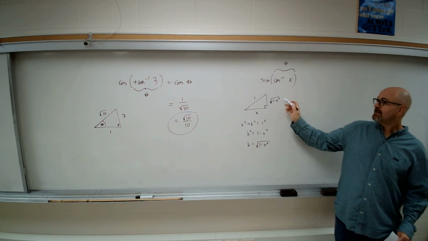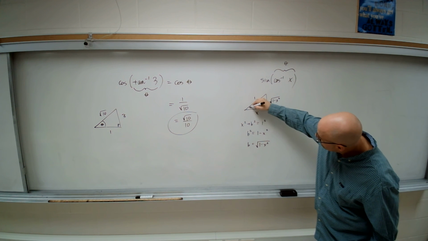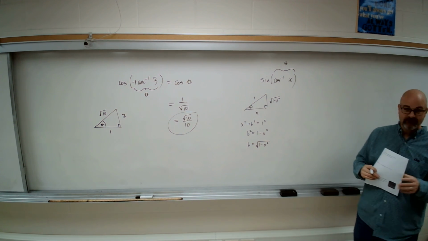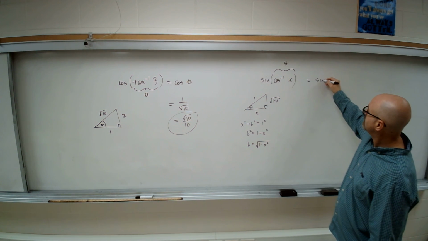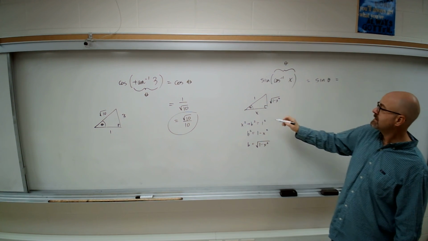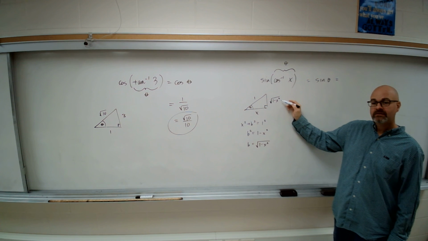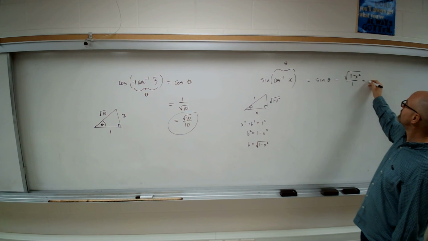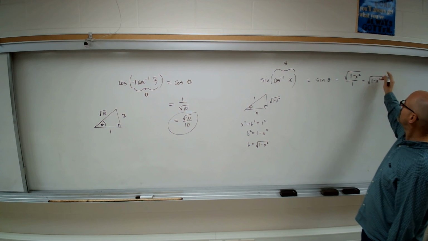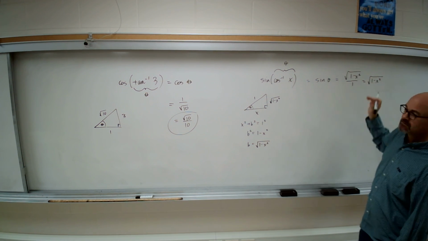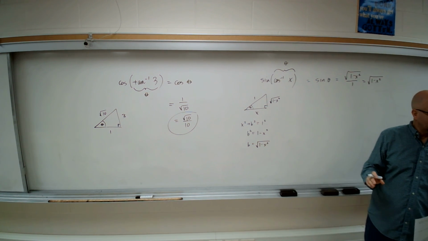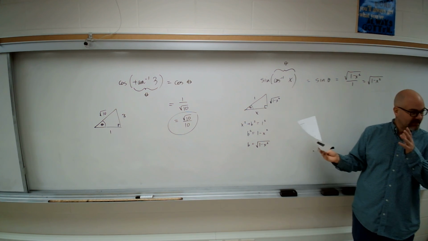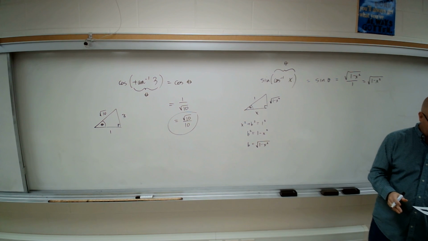This was theta still, we didn't label it. Can we find the sine of theta? Sure, the sine would be radical 1 minus x squared over 1, which is just radical 1 minus x squared. That's what we can do. It looks like it should be really scary, doesn't it, with the x in there.